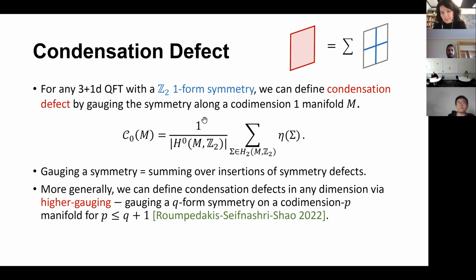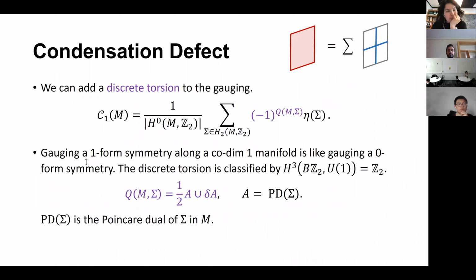In fact, this procedure of defining condensation defects is very general. It works in any dimension. If you have a Q-form symmetry, you can gauge it on a codimension-P manifold, as long as P is less than or equal to Q+1. This procedure of defining condensation defects was introduced in a recent paper, and they refer to it as higher gauging. In fact, the condensation defect associated to a one-form symmetry in 3+1 dimensions is not unique. There are multiple condensation defects.